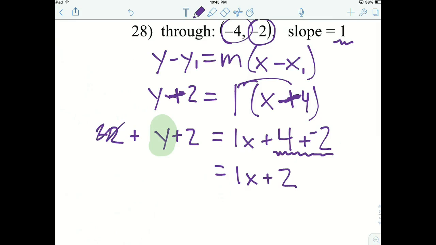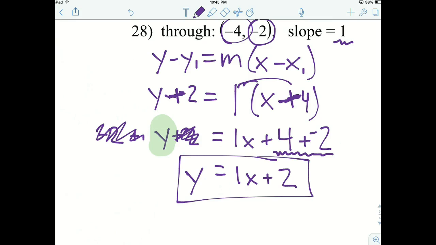Over on the left, the negative 2 and positive 2 that we added together went away by going to 0. We're left with y equals 1x plus 2. And that is in slope-intercept form.